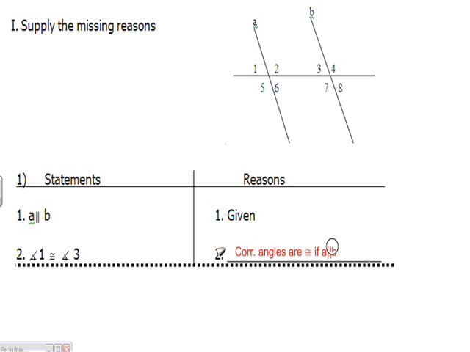Okay, so you should have gotten corresponding angles are congruent if A is parallel to B, although I don't know why it's written that way. We probably should have written it the other way. If A is parallel to B, then corresponding angles are congruent. Good job.